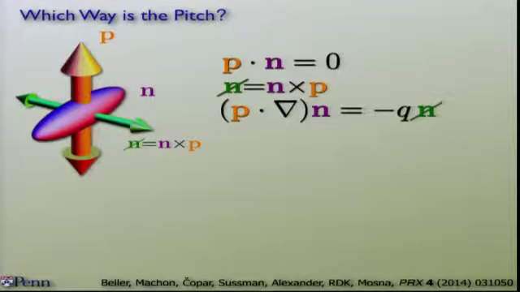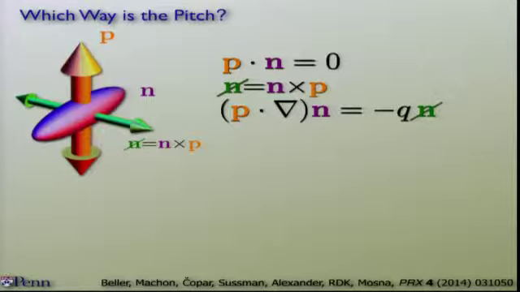And now we say the following thing. When you take the derivative of the director along the pitch axis, it rotates into the not n axis. It doesn't rotate into the pitch axis. It's a unit vector, so it can't rotate into itself, so it has to rotate into the not n direction. And this is how we're going to define the pitch axis. The pitch axis is defined this way, and q is the pitch.